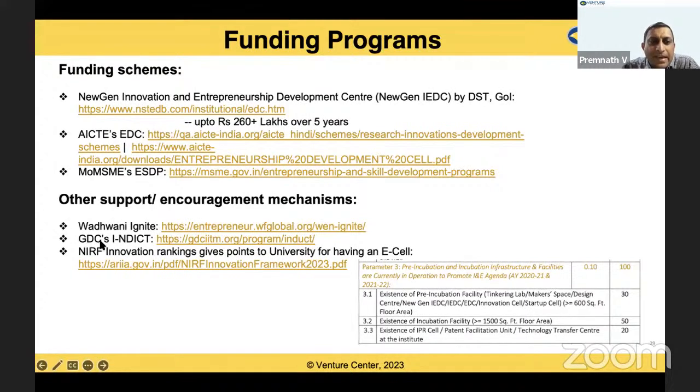The GDC in IIT Madras also runs some programs which are aimed at students, and you can make use of it. The other good thing that's happened is that the government has put setting up such an entrepreneurship club or a startup cell as an important part of the NIRF rankings. So every university and institute has some motivation, some reason to help set this up as well. So this is a quick look at the funding programs.